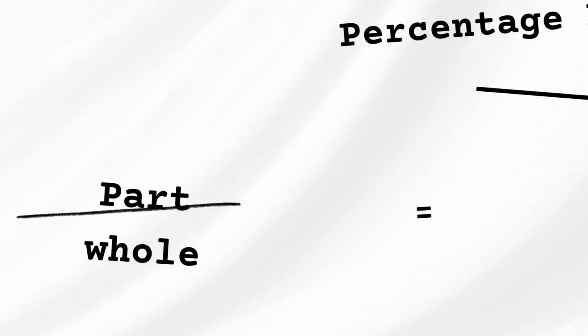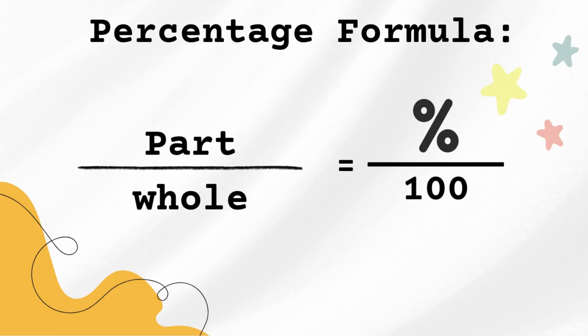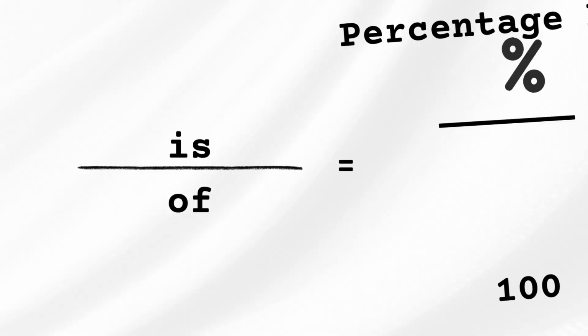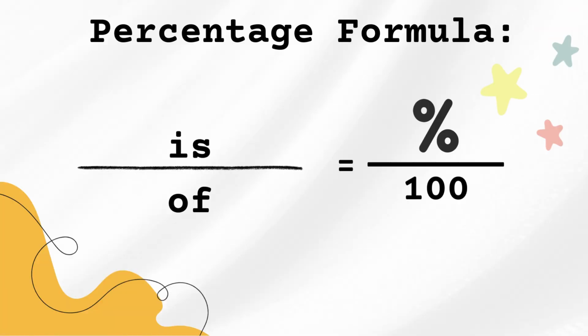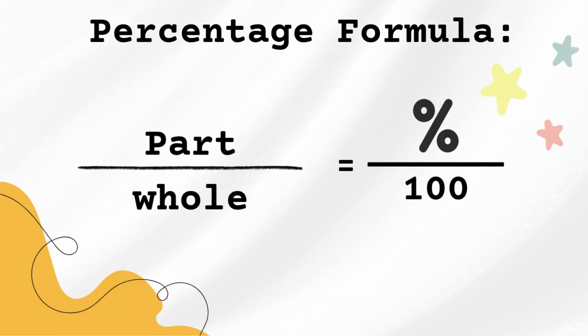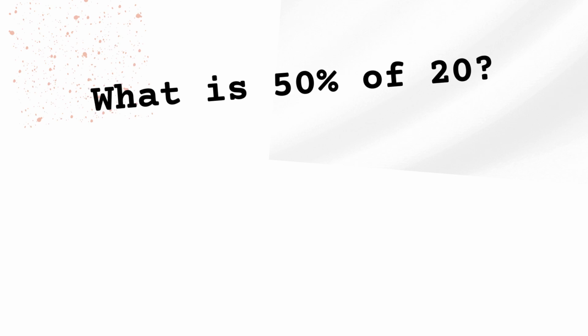So, our magic formula for calculating percentages is part over whole equals percent over 100. Or we can also call it is over of equals percent over 100. This is our magic formula. Part is the amount we're trying to find. Whole is the total amount we're dealing with. And percent is the percentage we're looking for. Let's start with some examples to understand this better.